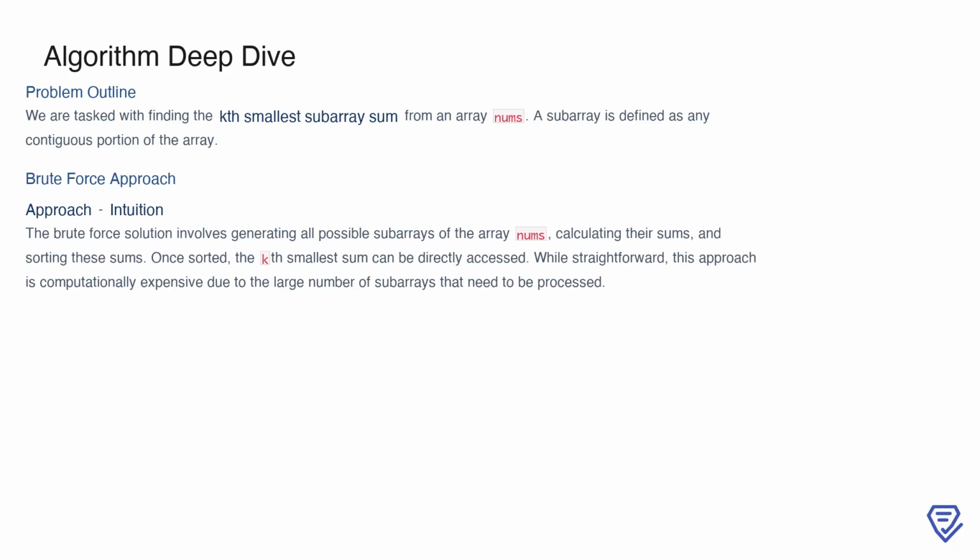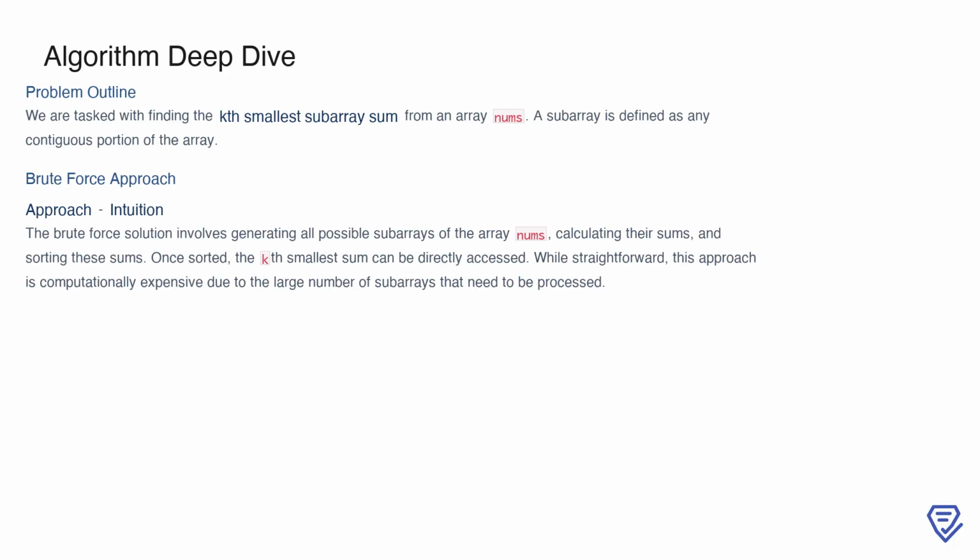In this problem, we are tasked with finding the kth smallest subarray sum from a given array called nums. A subarray is simply a contiguous portion of the array, which means all the elements in the subarray must appear in their original order without skipping any indices.